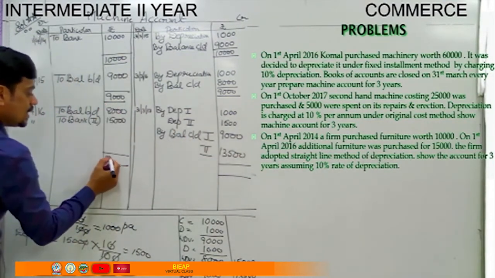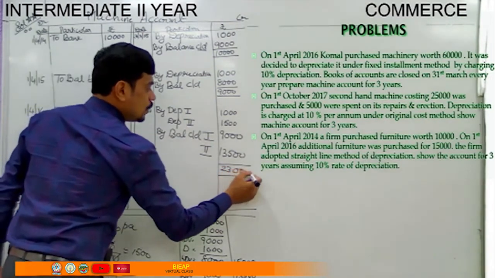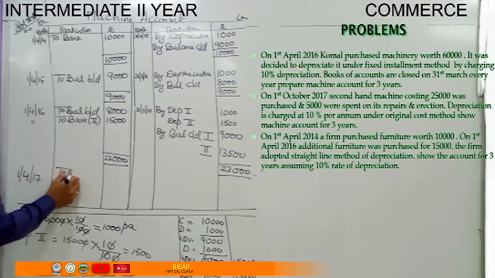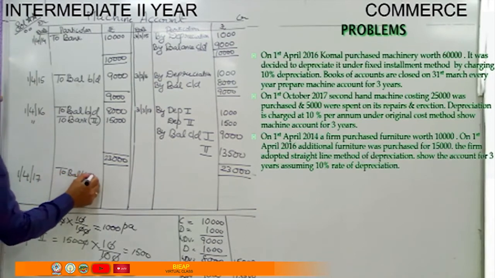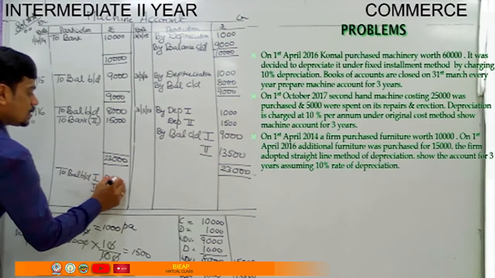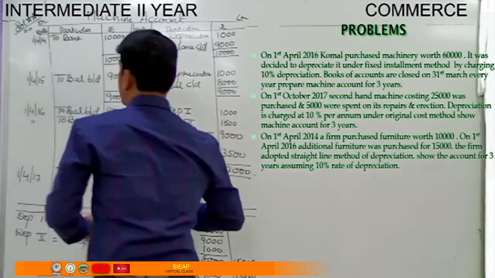So 23,000. Here how much? 23,000. Bring down the balance. 4th year, 3 years are completed. Bring down the balance. Balance brought down for 1 and 2: 9,000 and 13,500. Now you may have a doubt.